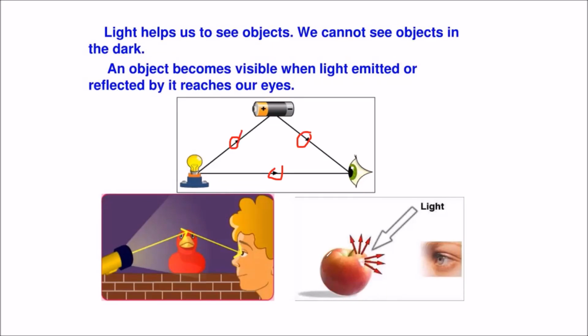You can see in this diagram also, in the apple, we are able to see the apple because light is falling on the apple and reflecting back and coming to our eyes. And similar is the situation with the toys also. So it is very important that we keep in mind that light makes us see things and we cannot see objects in dark. An object becomes visible when light emitted or reflected by it reaches our eyes.